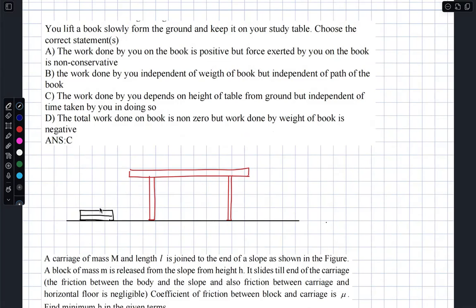This is the book. You are lifting this onto the table like this. The work done by you on the book is positive, but force exerted by you on the book is non-conservative.